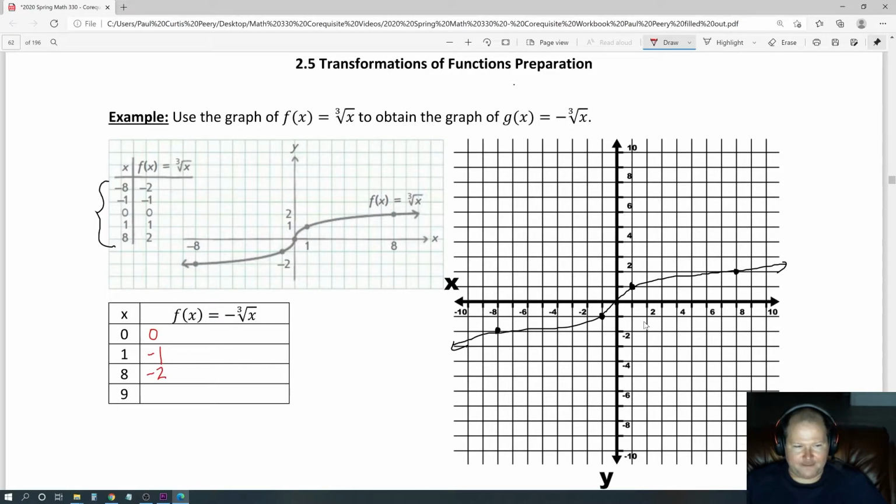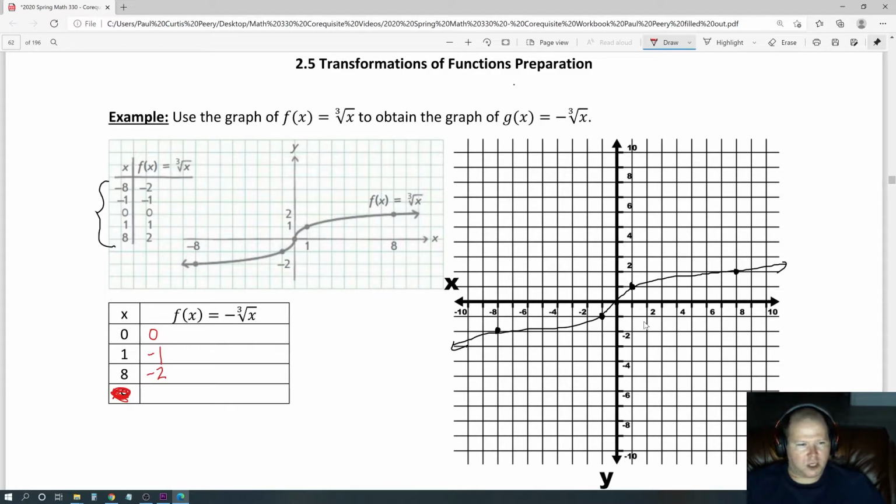Cube root of 9. Oh, I messed that one up, didn't I? Let's just leave that out. That shouldn't be there. That should be a 27 for it to work out nicely. We can do 27, but it's not going to fill in the graph anyway. Let's just leave that out.